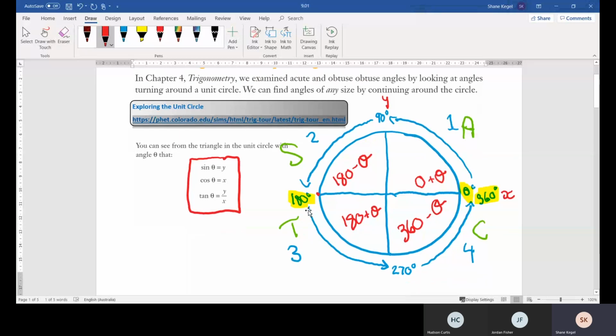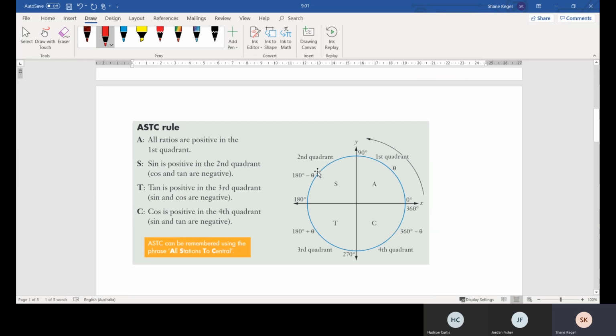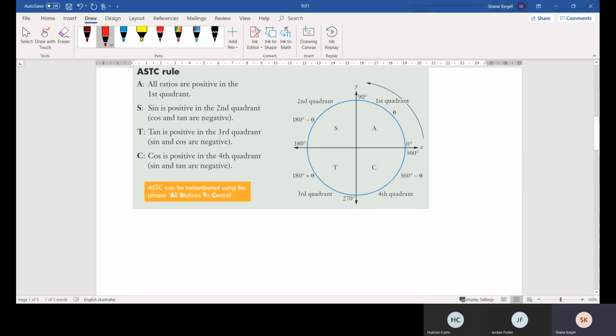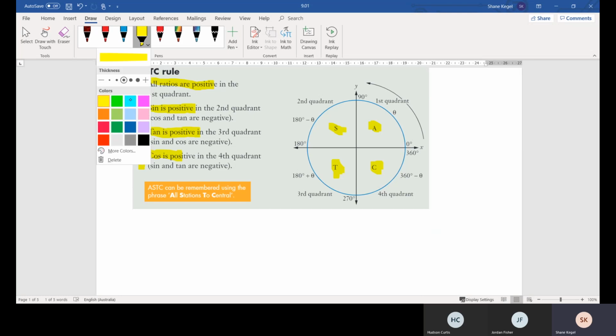Okay, so moving on, let's see how we can use this information from our unit circle to answer some questions. This is an excerpt from the textbook. It's just going over your all stations to central rule. A means all ratios are positive, S: sine is positive in the S quadrant, T: tan is positive in the T, and C: cos is positive. So all stations to central is how we remember that. And the other important information on there being our angles.